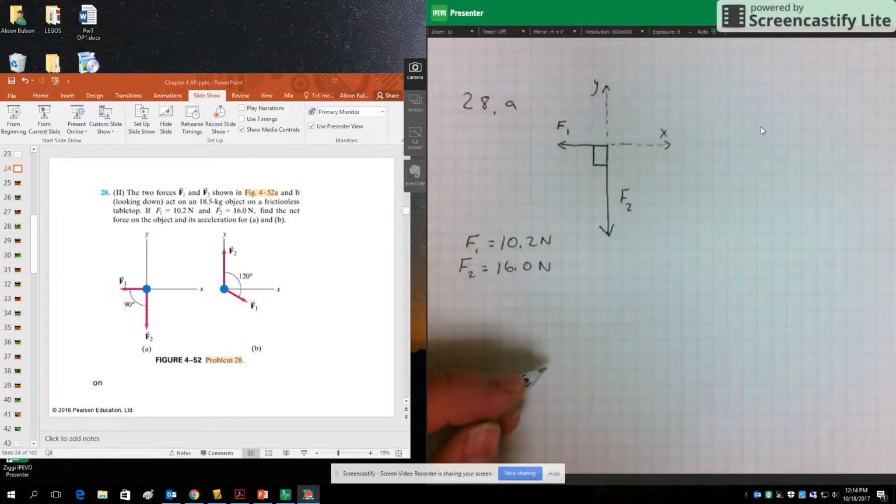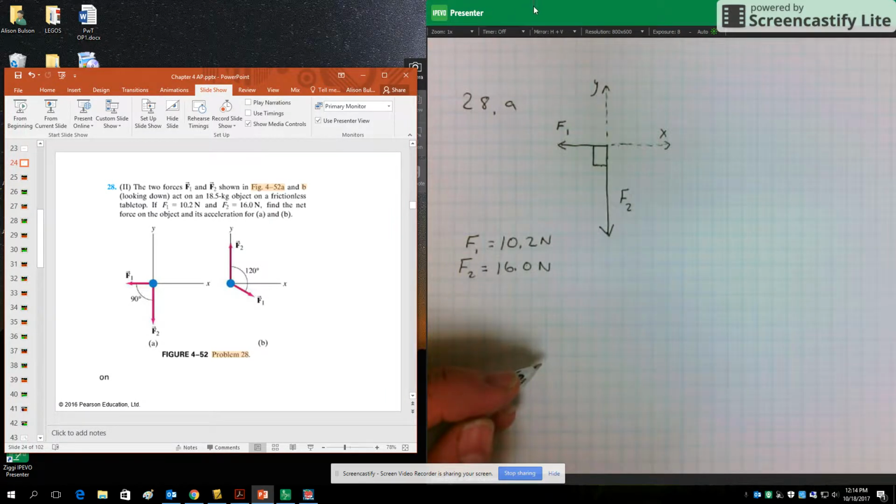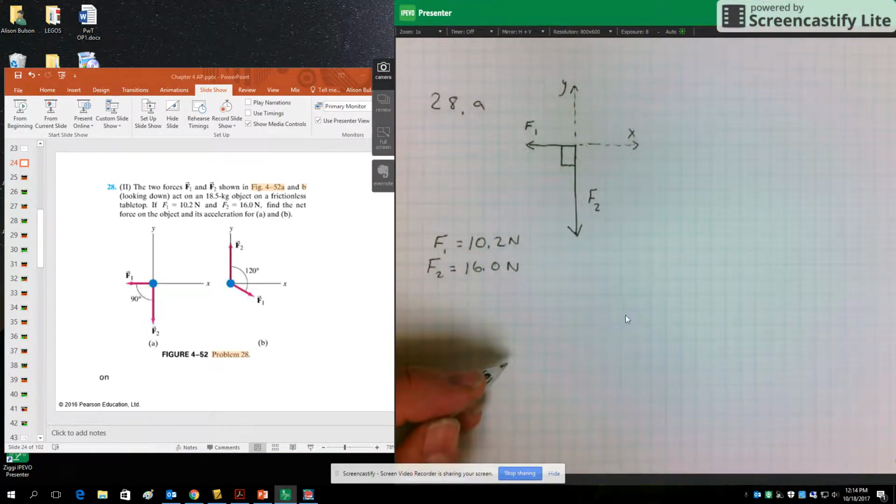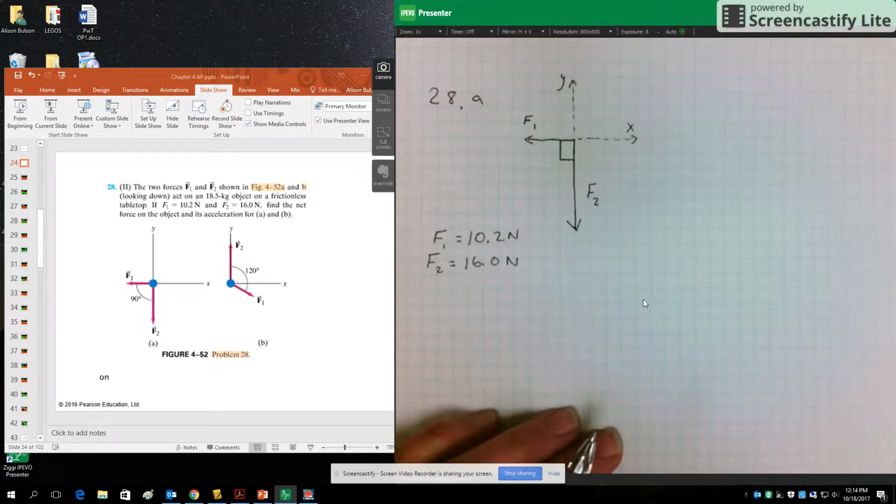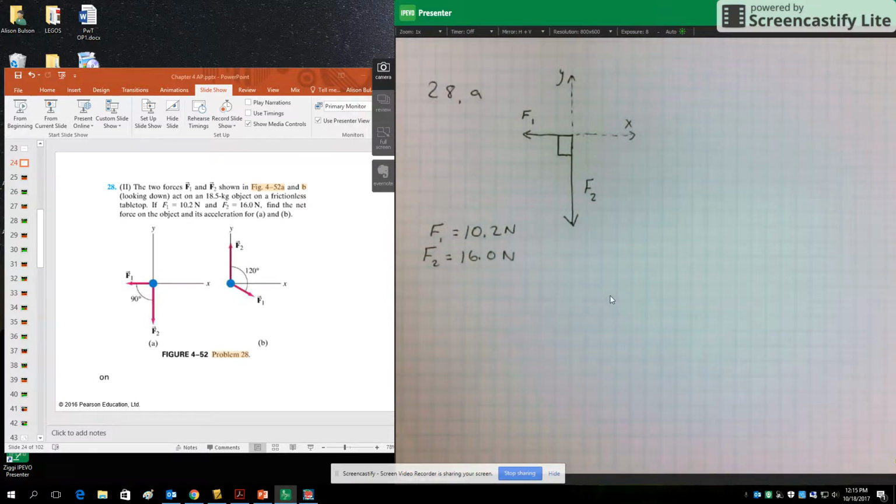Okay, for number 28 example, I thought of another way to use the screencast program and show you a video of my solution. We'll see how this works. So the next example is number 28 from chapter 4.